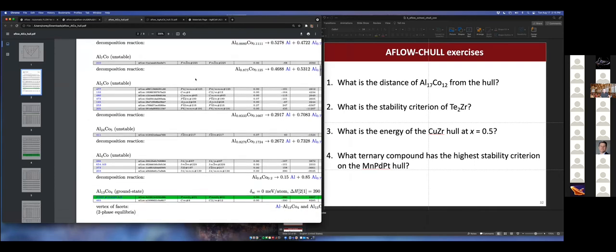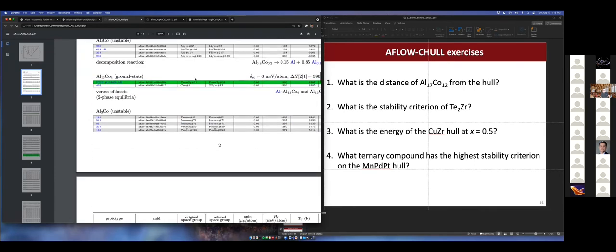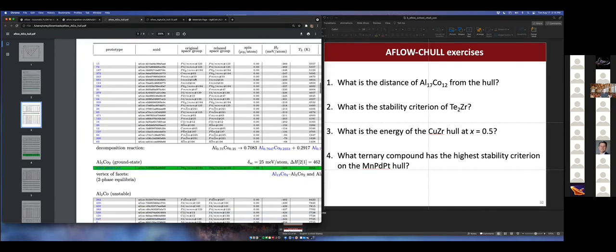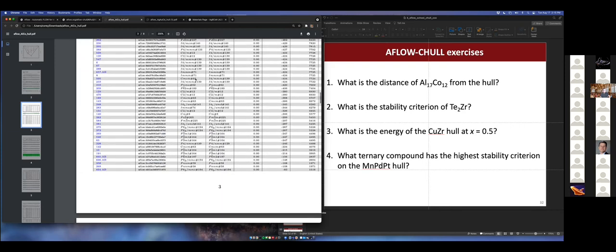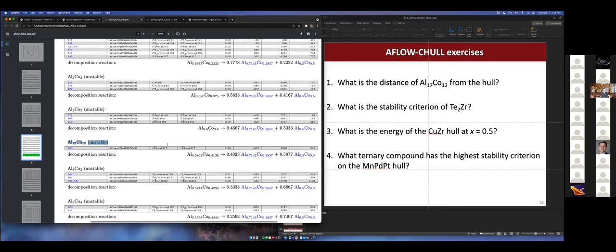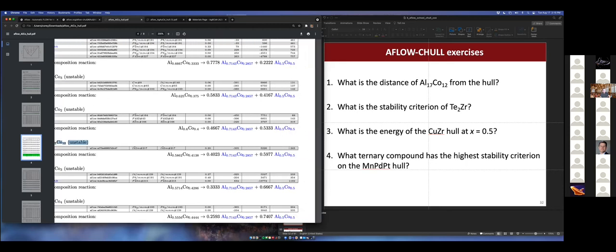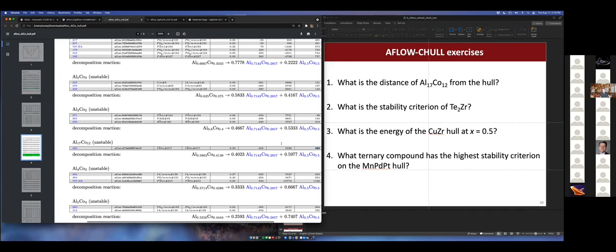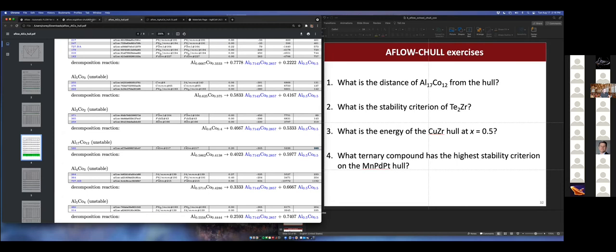We're looking for 17 and 12, which is approaching 50-50. Okay, here's the compound. It's unstable. So we're looking for the distance to the hull. The answer is 243 MeV per atom. That's a pretty large distance, so it's very unstable.